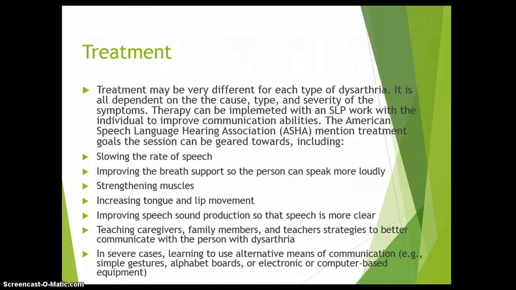ASHA mentions treatment goals in the session that can be geared towards slowing the rate of speech, improving the breath support so the person can speak more loudly, strengthening the muscles, increasing tongue and lip movement, improving sound production so that speech is more clear, and teaching caregivers, family members, and teachers strategies to better communicate with the person with dysarthria. In severe cases, learning to use AAC devices can also help. These can be simple gestures, alphabet boards, or electronic or computer-based equipment.